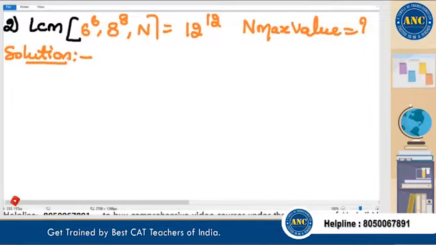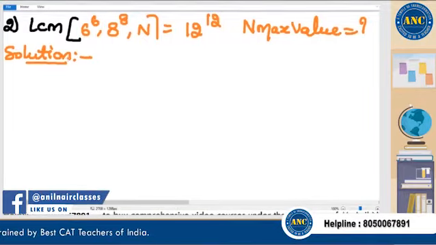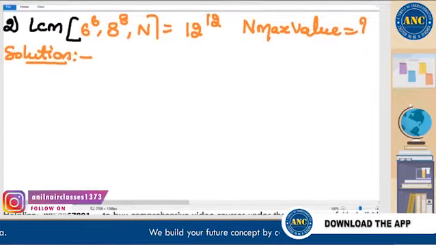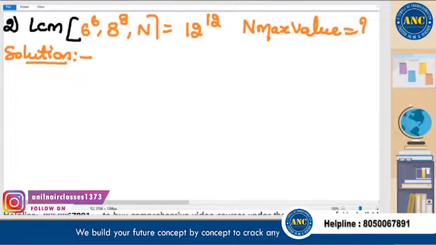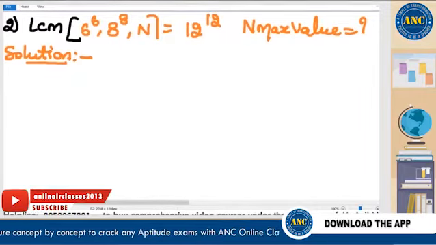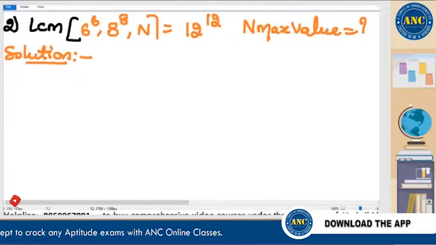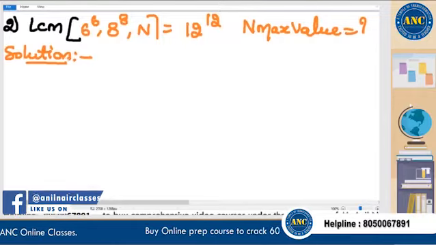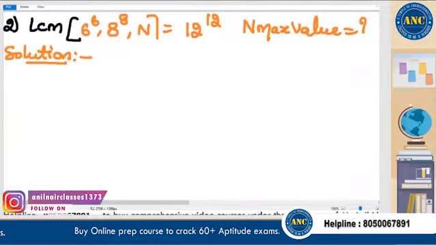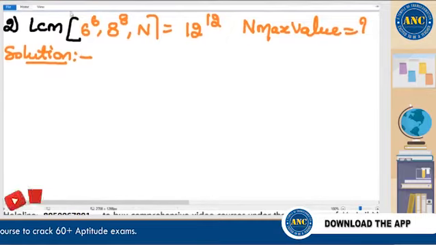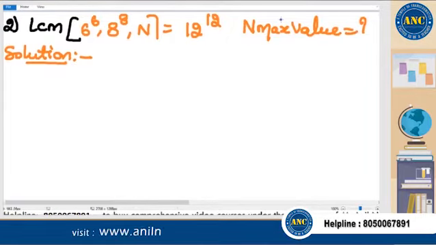What are the factors of 10? 1, 2, 5, 10. So eliminate all the factors for a larger number. 1 eliminated, 2 eliminated, 5 eliminated. For 8, 1 eliminated, 2 eliminated, 4 eliminated. For 6, 1 eliminated, 2 eliminated, 3 eliminated. If I eliminate 2 and 3, where is the question of 6? 6 also should be eliminated, because 2 and 3 I eliminated. I hope it is clear.